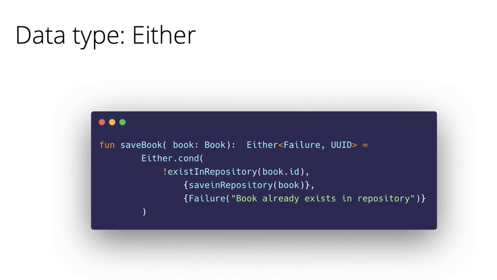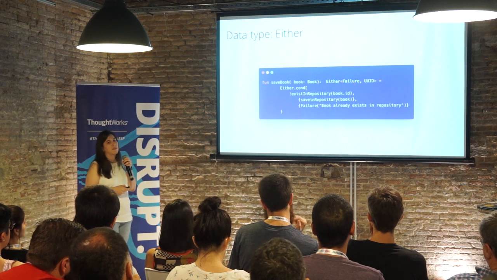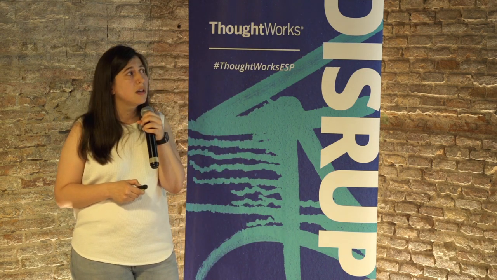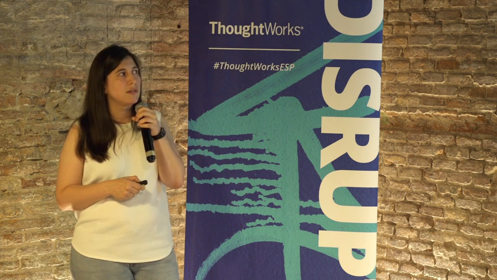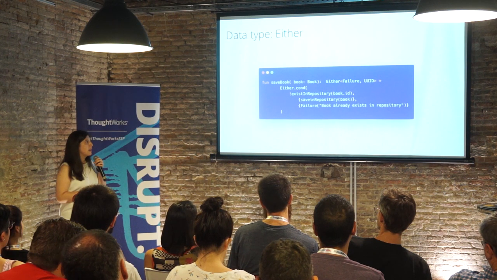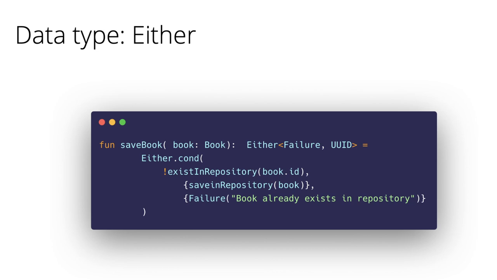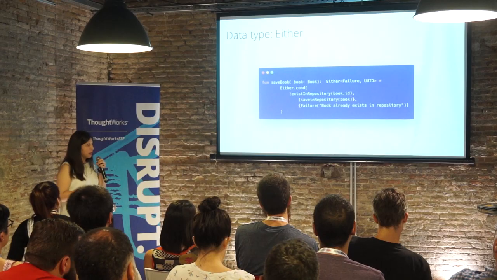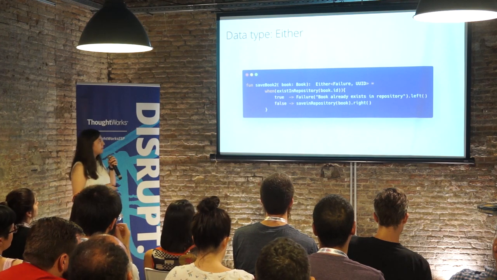So imagine that we have a method called saveBook, and we pass a book as a parameter, and we are going to return an Either of a Failure, because for some reason we couldn't save that in the repository, or an identifier of that book. So a nice way to create that Either is using the Either.conditionally method that is going to evaluate this expression, and it's going to create an Either with this UUID or this failure by the result of this expression.